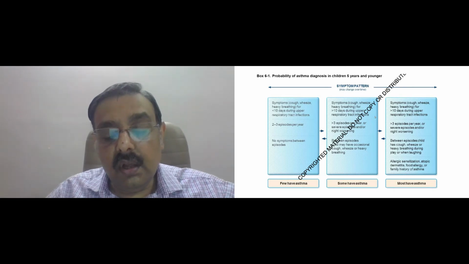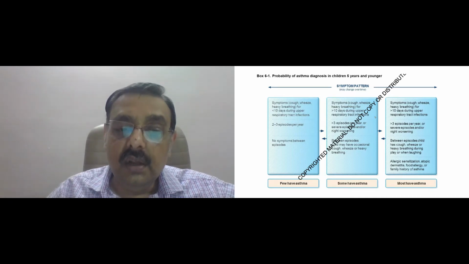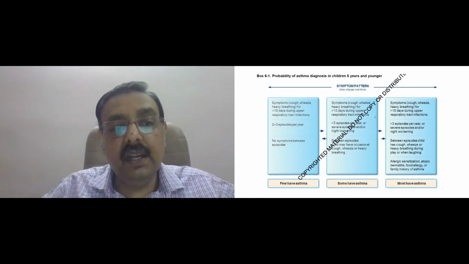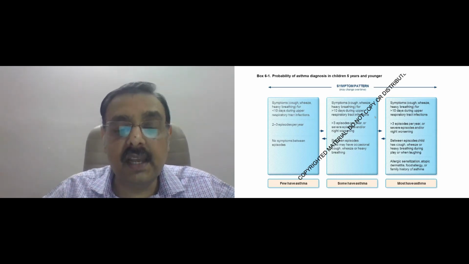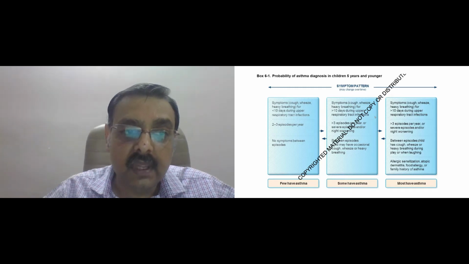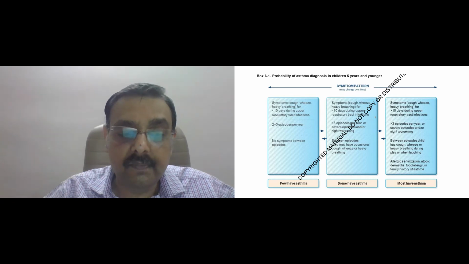Now, when we talk about a younger child who is approximately less than 5 years of age, we all know this is a classical picture from GINA, which talks about a probability based approach. On the left hand side, you have a situation where the child is having symptoms for less than 10 days. The child can be coughy, wheezy, with heavy breathing, and that usually happens after viral infections. The number of episodes is approximately 2 or 3 a year, and in between, the child is normal. And it says that few will have asthma.